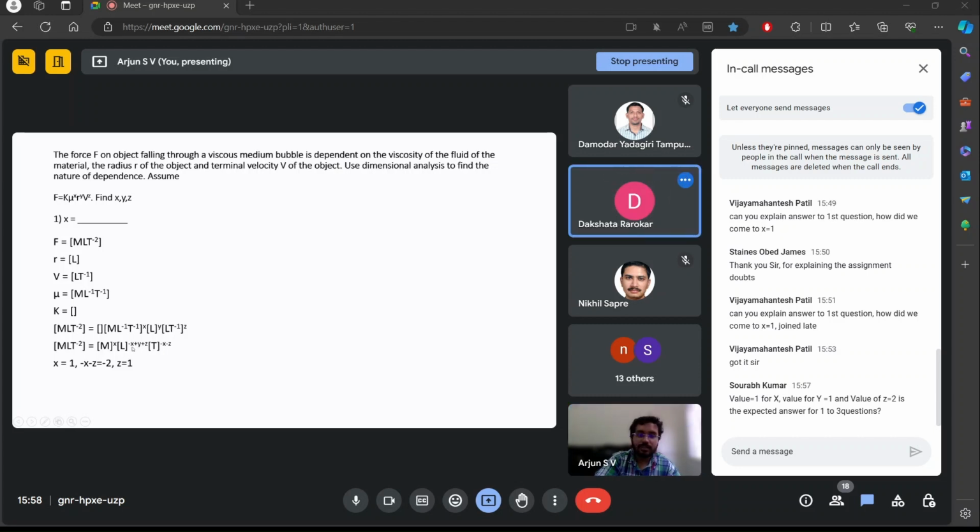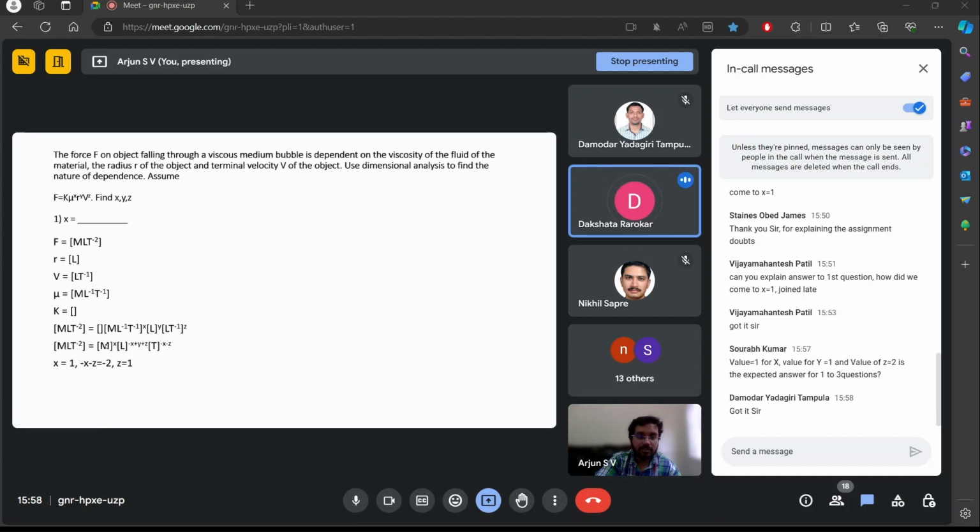Okay, so here you have M power 1, here you have M power x. So if you equate the powers, sorry, the screen is not visible. Is the screen not visible for everyone? It is visible. Yeah, I can see your pointer now.